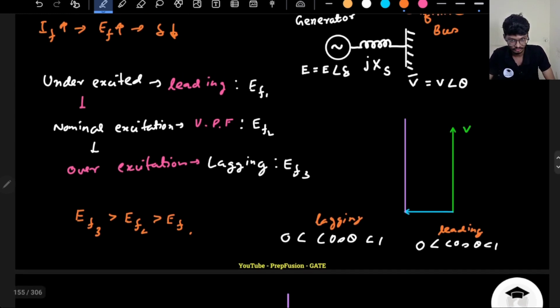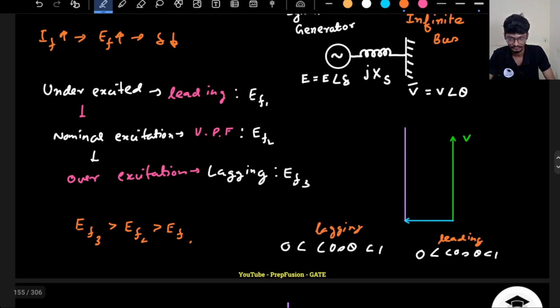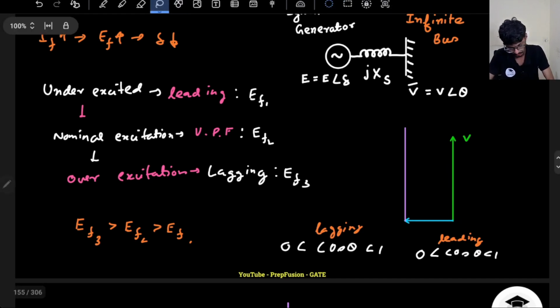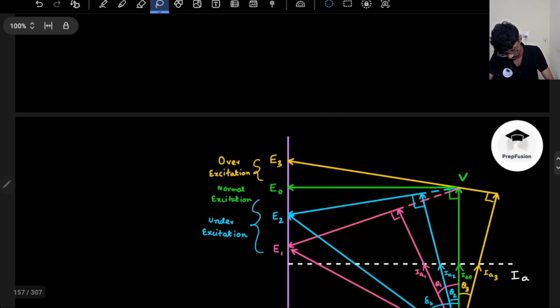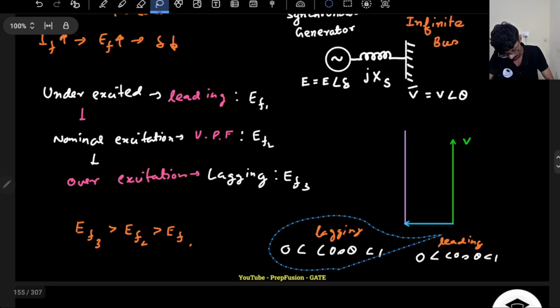If at first I assume a lagging load, then the current will be somewhere around here. Or let me assume initially a leading load. If I assume a leading load, the current will be somewhere around here. Now, let me not do this; I will discuss the power factor later. Let me first discuss the first thing.